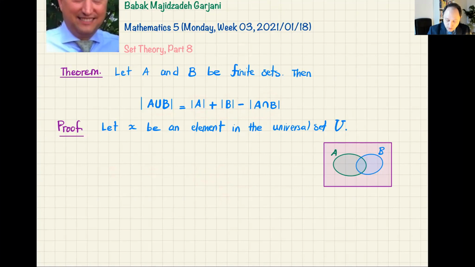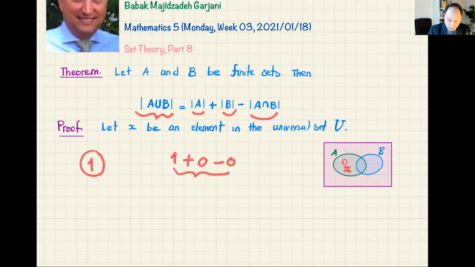But then, of course, it might happen that my X is somewhere here. If my X is here, how many times is it counted on the left-hand side? Once, because it is in my union. So 1 time it is counted on the left-hand side. Is it counted here? Yes, 1 time. Is it counted here? No, 0 times. Is it counted here? No, 0 times. If you add and subtract these numbers, you get again 1, and these 2 numbers again match.